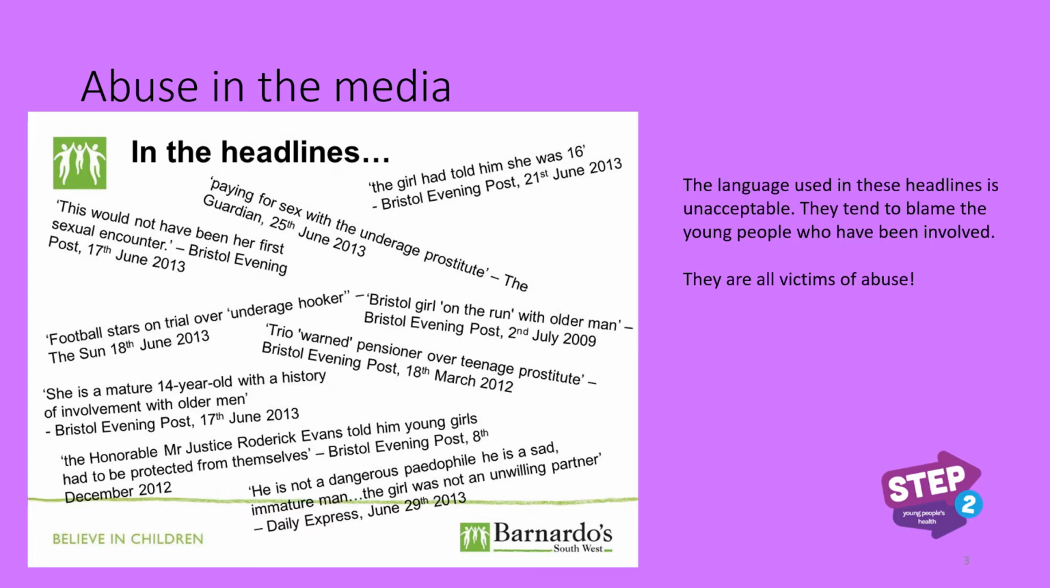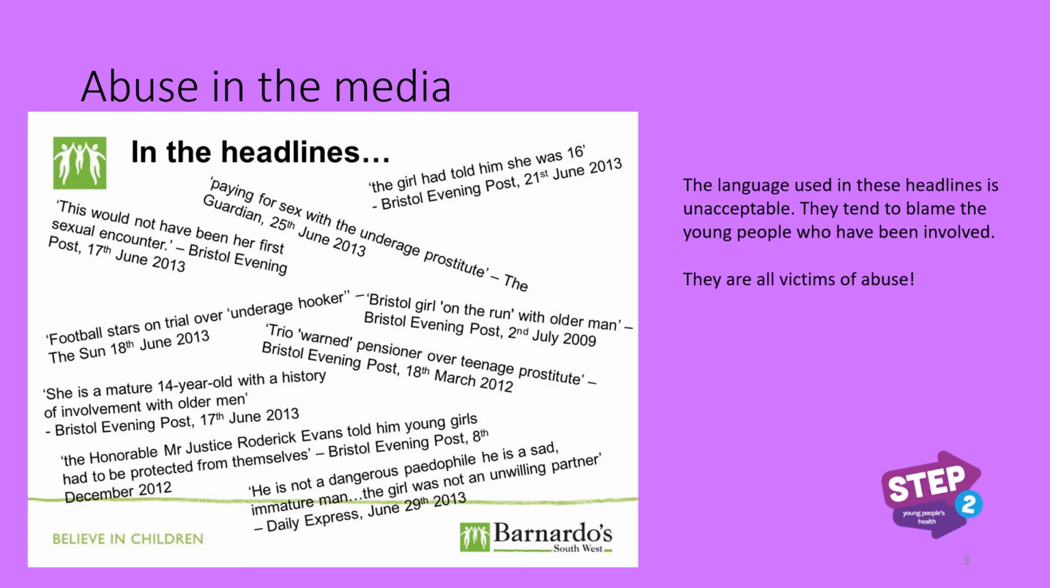So you can see some headlines there. These headlines are completely unacceptable, but of course they were made to sell newspapers. So I'm just going to pick out a couple. If you can see the one that says football stars on trial over underage hooker, this clearly blames the child. The footballers are stars and they've done nothing wrong, whereas a slur for sex workers has been used against the child. We'll talk more about prostitution on the next slide, but this is very clearly abuse.